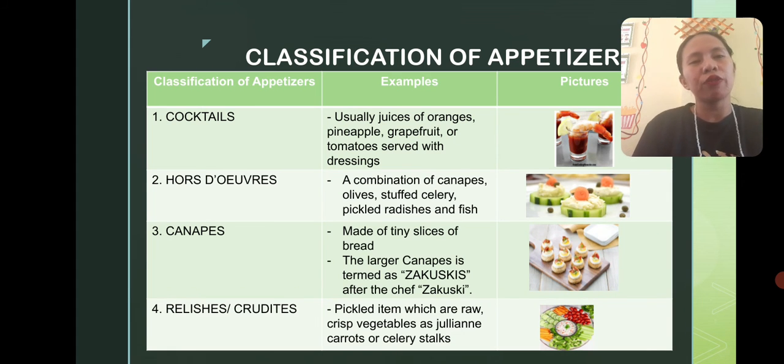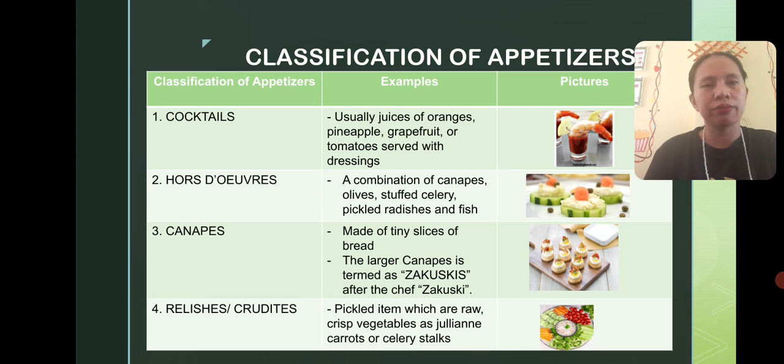Let's proceed to the classification of appetizers. The first one is the cocktails. It is usually juices of oranges, pineapple, grapefruit, or tomatoes served with dressing. Hors d'oeuvres, a combination of canapé, olives, stuffed celery, pickled radishes, and fish. Canapé, made of tiny slices of bread. The larger canapé is termed zakouskis after the name of the chef named Zakowski.